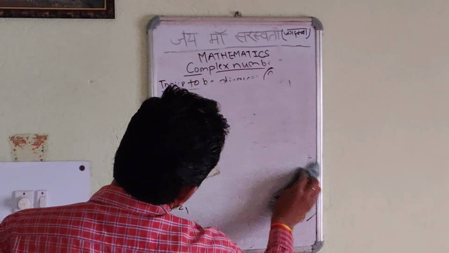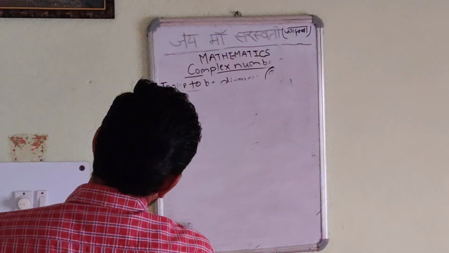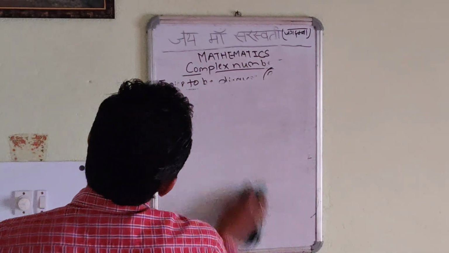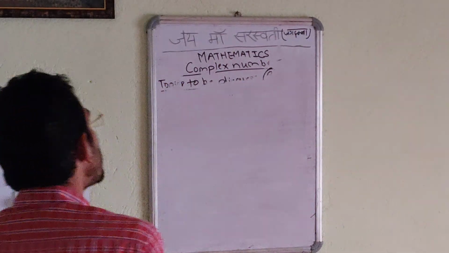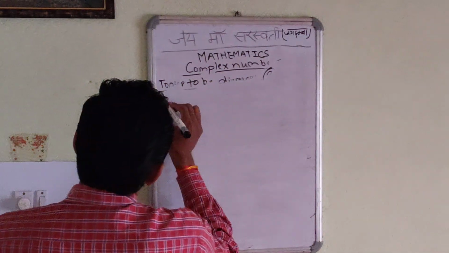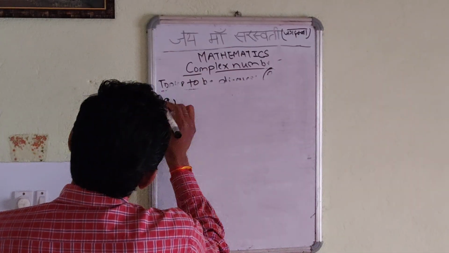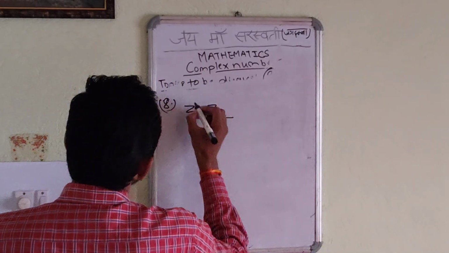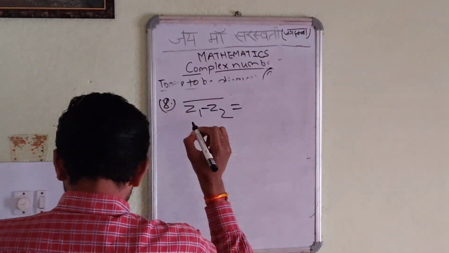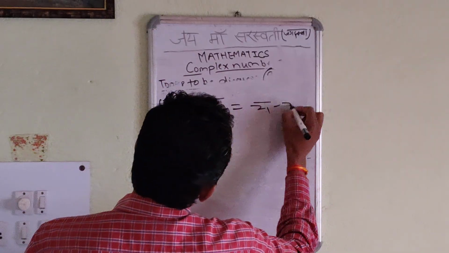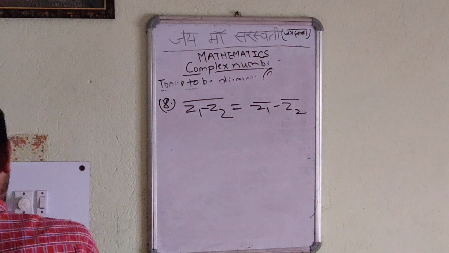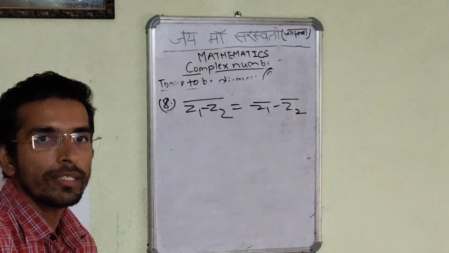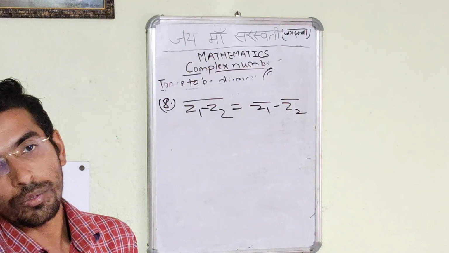The eighth property is somewhat similar, but it is holding more gravity in comparison to the first or fifth property. The eighth property is z1 minus z2. The conjugate of z1 minus z2 is equal to the conjugate of z1 minus the conjugate of z2. This we have to establish, and we will see it here also.